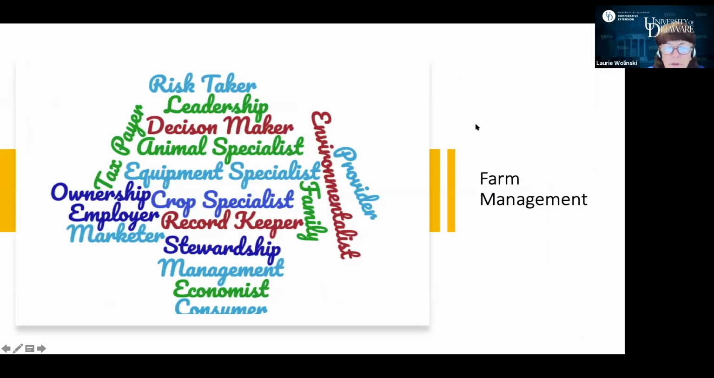So these are just some of the terms that I was thinking about as I was putting this together. Farm management is about decision making, being a specialist of all types: animal, equipment, crops. Environmentalist, they're stewards of the land, they're economists, they're consumers, they're owners and they're employers. They're also risk takers. I'm sure that some of these words resonate with the farmers on this webinar. They wear so many hats, but they're specialists of so many skills, and they have so many jobs.